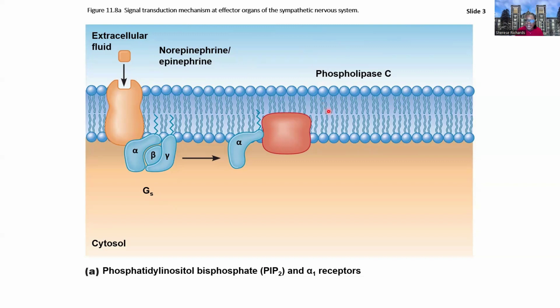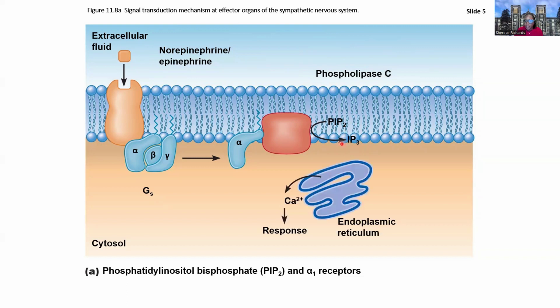The unique details we're not going to go into, but we'll talk about the amplifier enzyme and we'll talk about the different second messengers. So phospholipase C is the amplifier enzyme here. And again, the lipase tells us that this is going to cleave or cut something in order to generate its second messenger. So the cleaving of phosphatidylinositol bisphosphate, or PIP2, is what results in the generation of the second messengers, which are IP3 as well as diacylglycerol.